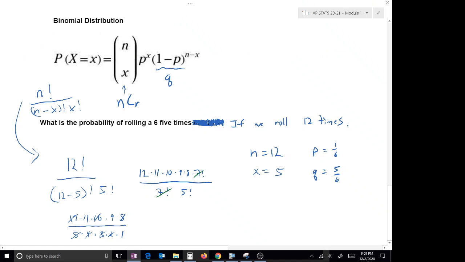So we have 792 times p, which is 1 over 6, raised to the x power, x is 5, times 1 minus p. Remember, that's just q, so I could actually just call that 5/6 there, raised to the n minus x, so that's going to be 12 minus 5, so that's going to be to the 7th power. Okay, so this is our probability of x. Well, let's pull up a calculator.